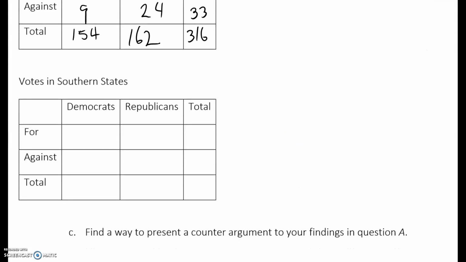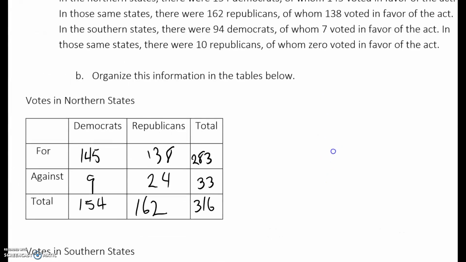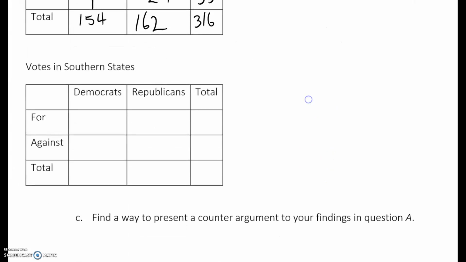And for the southern states, we're going to do something similar here. Let's see, in the southern states, there were 94 Democrats. So 94 Democrats, 7 voted in favor of it, which means that we'll fill it in later. But in the same states, there were 10 Republicans and 0 voted in favor of it.